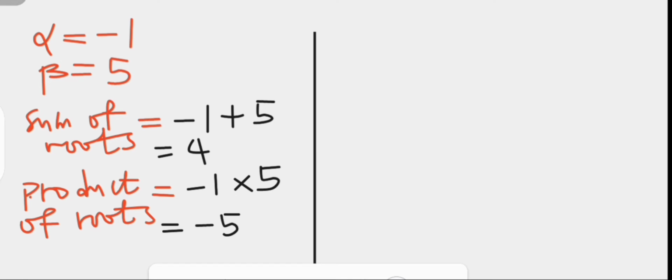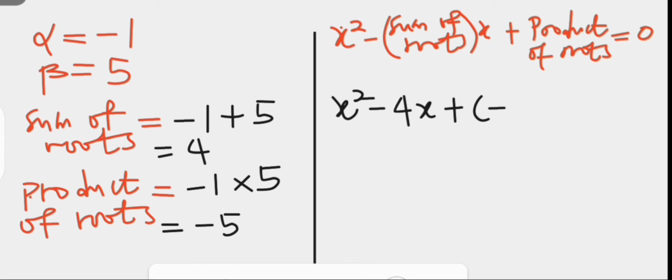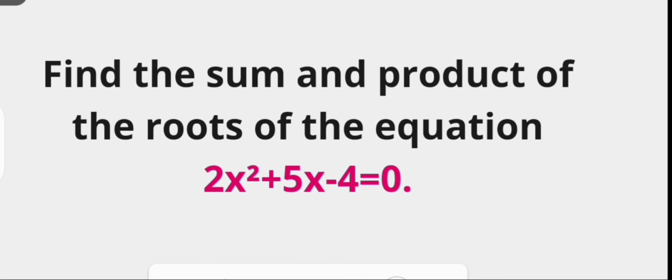These values are then substituted into the form of quadratic equation derived earlier. x squared minus sum of roots times x plus product of roots equals 0. And the required quadratic equation is x squared minus 4x plus minus 5 equals 0. And finally simplifying to x squared minus 4x minus 5 equals 0 as the required quadratic equation.